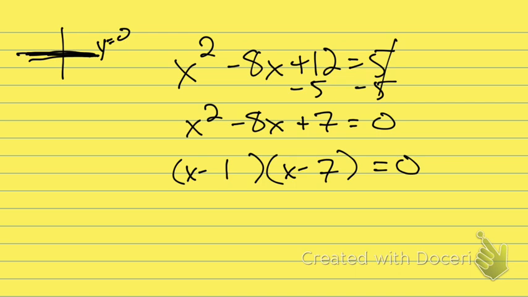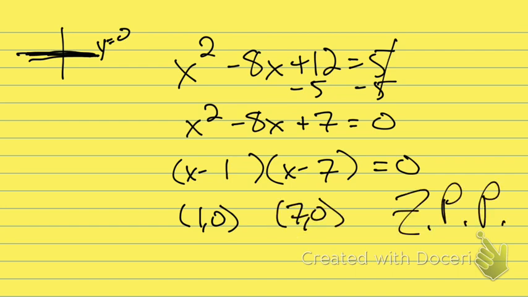Some people get right here and they're like, done. I think the harder work's done, but we're not done. This isn't an answer still. The answer is what makes this true. So this is true when x equals 1 and 7, because either one of those, according to the ZPP, makes the whole thing equal to 0.